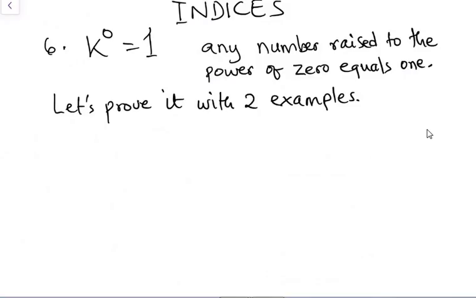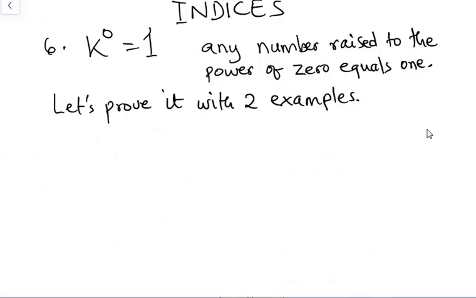Now we have come to the sixth law of indices. In this video, we are going to discuss the last law of indices, which is k raised to the power of 0 equals 1. What we mean is any number raised to the power of 0 equals 1. And we're going to prove it with two examples. After that, we're going to work with some very simple exercises just to see whether you grasp the concept.